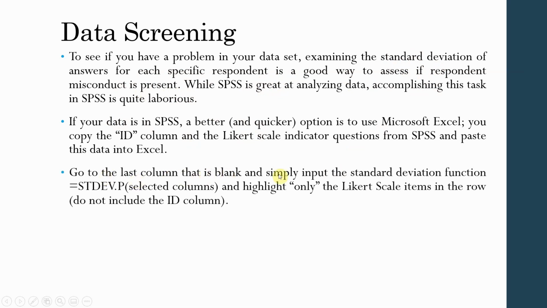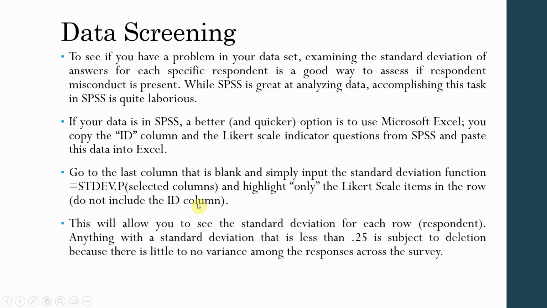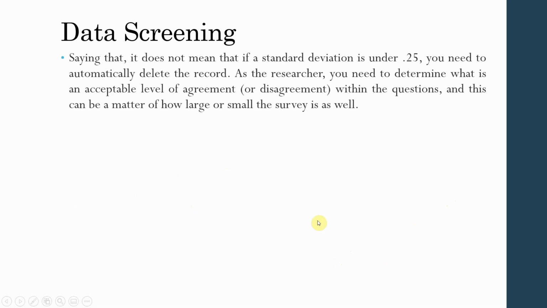Now go to the last column that is blank and simply input the standard deviation function in Excel and highlight only the Likert scale items or statements, and do not include your ID column. This will allow you to see the standard deviation of each row for each respondent. Now anything with a standard deviation that is less than 0.25 should be deleted because there is little or no variance among the responses across the survey. Now how do we do this?